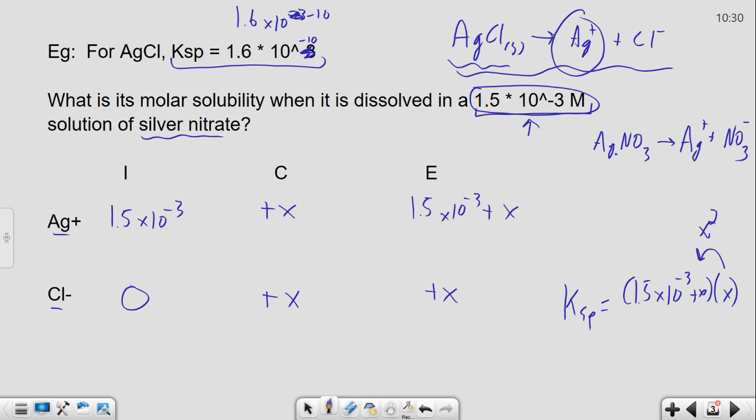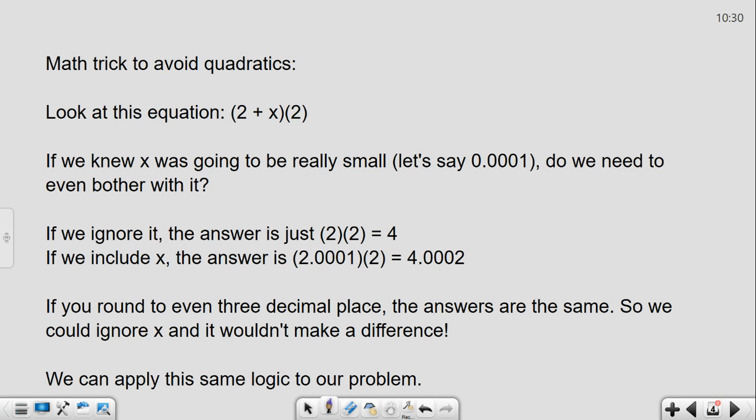And it's one of those things where if you put it in context, if you realize what you're actually doing, you can apply logic to get rid of something. So here's what I mean. Math trick, logic trick to avoid quadratics. Look at this equation: 2 plus x, times 2. Now, if we knew that x was going to be really small, let's just say 0.0001, do we need to even bother with it? If you ignore it, if you say x, you know what, it's too small, I'm going to ignore it, my equation is just 2 times 2. My answer is 4. That makes things easy.